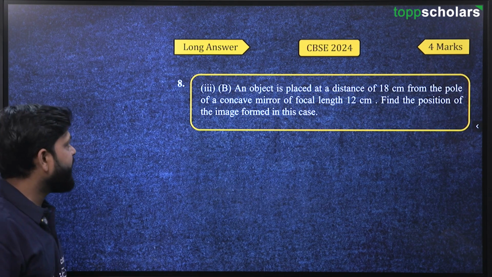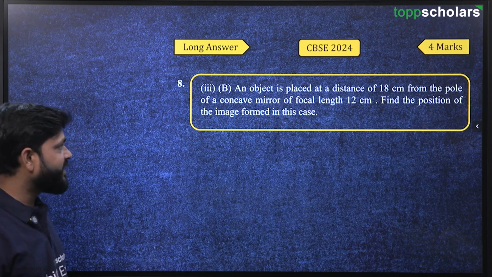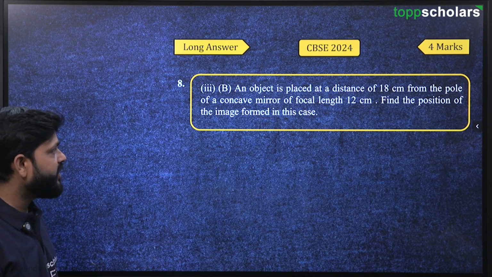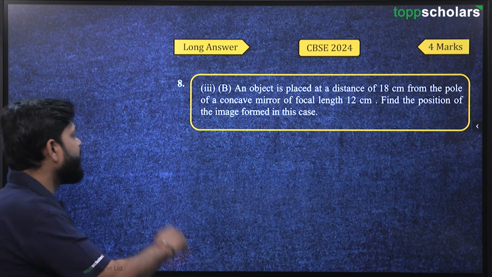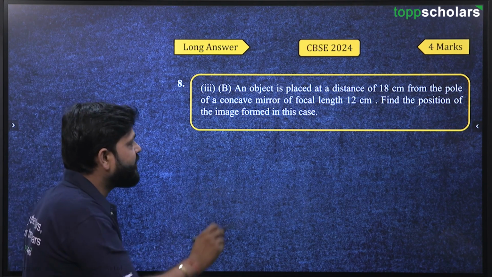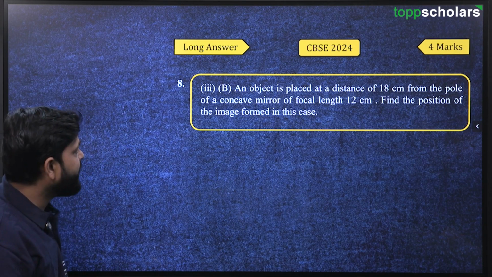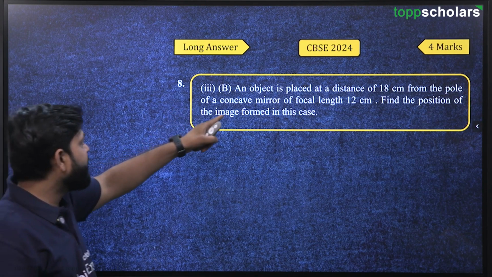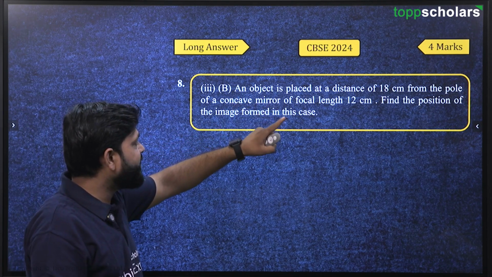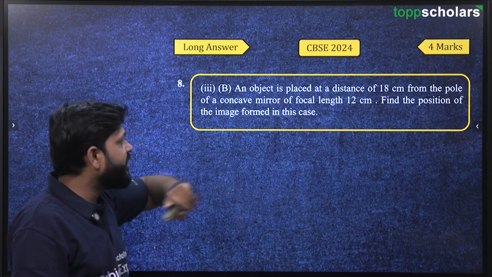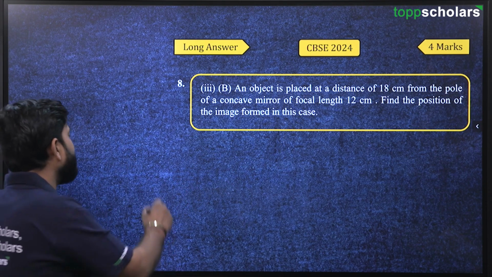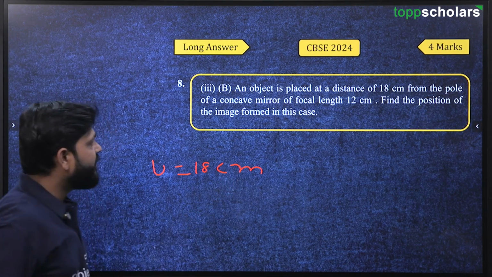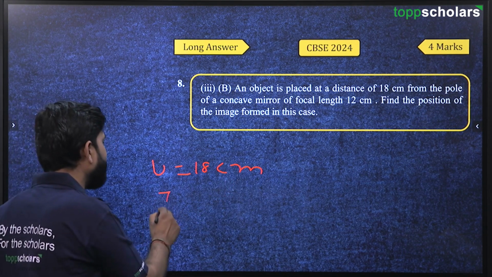Now, question 8 is what? An object is placed at a distance of 18 centimeter from the pole of a concave mirror of focal length 12 centimeter. So it has been given to you what? That focal length is 12 centimeter. Find the position of the image formed in this case. So an object is placed at a distance of 18 centimeter from the pole. U is given to you. U is what? 18 centimeter. And the focal length is what? 12 centimeter. F has been given to you.